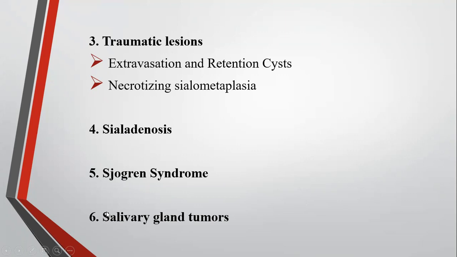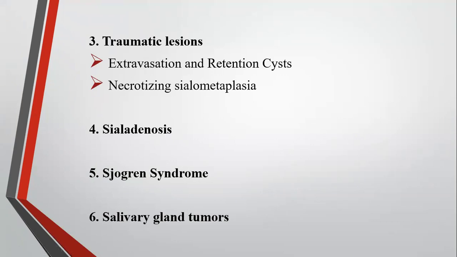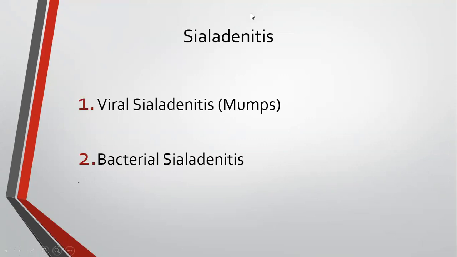Then we have Sjögren's syndrome. This is an all-time favorite syndrome of most of the examiners, and a lot of questions do come in as UQs or SEQs in the exam from it. And then there are salivary gland tumors. So these are some of the classifications of diseases which the salivary gland can have. First, we will talk about sialadenitis.